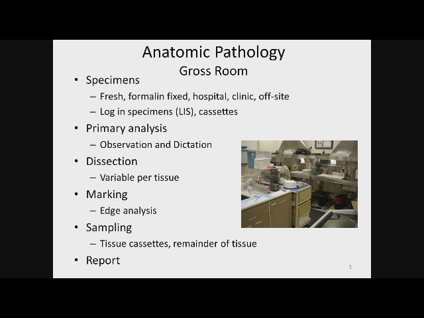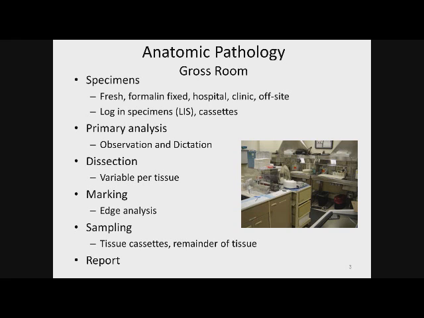The anatomic pathology grossroom is where we receive the specimens and accession them. We receive various different forms of specimens. Some of them are fresh. Oftentimes they are formalin fixed. They come from inside the hospital, but also the hospital-associated clinics and even off-site. The primary role of the histotech in the grossroom is to log in specimens, prepare cassettes, and to make sure that everything is ready for the PA or the pathologist to gross in the specimens.